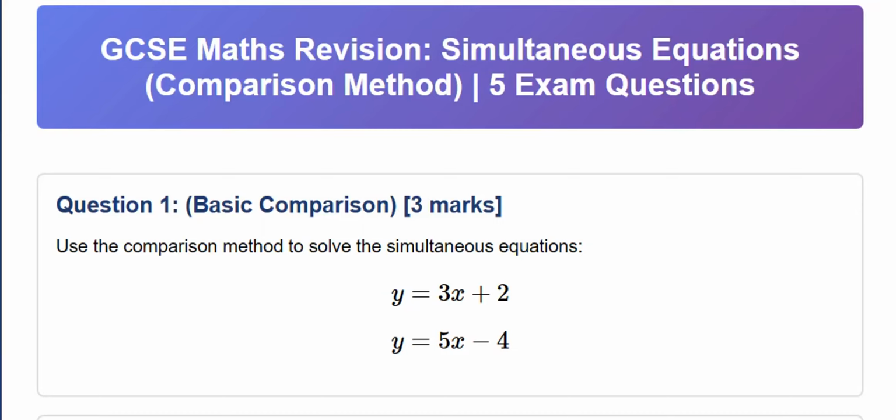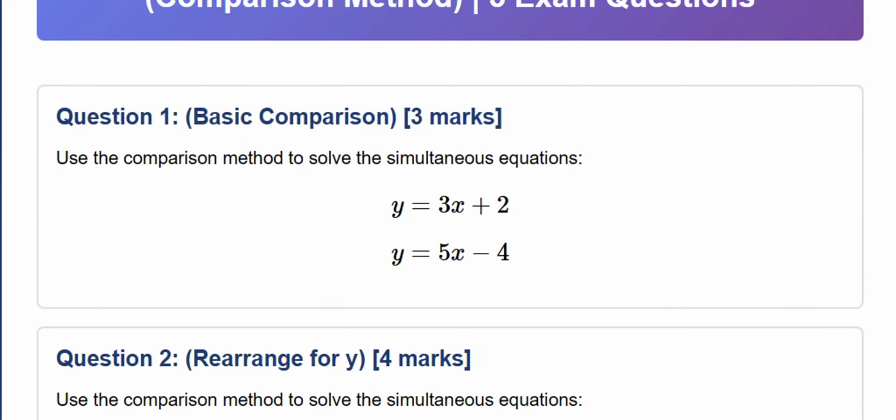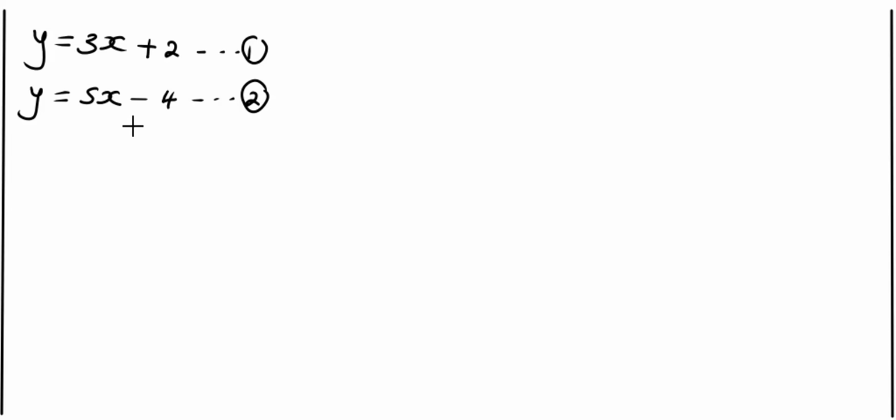In this GCSE lesson, we revise how to solve simultaneous equations using the comparison method. We are going to start with question 1, which is some basic comparison, and you are told to use the comparison method to solve the simultaneous equations y = 3x + 2 and y = 5x - 4. So in this case, the first step is to write the two equations, and you can number them.